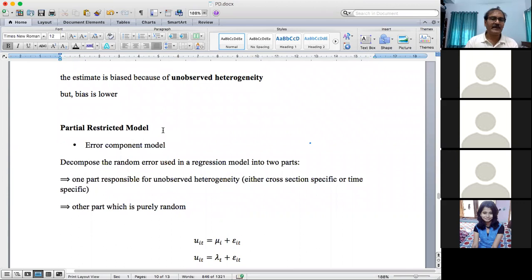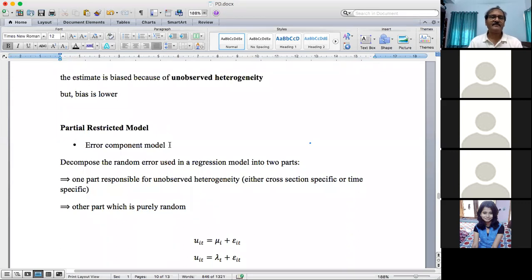Partially restricted model means the cross-section units in your sample are heterogeneous, but not fully heterogeneous as we considered in the first case. So the countries you are considering are heterogeneous, but obviously not perfectly heterogeneous. There may be some similarity between the countries. So countries will be partly homogeneous and partly heterogeneous. For that reason, we can impose the partial restriction.